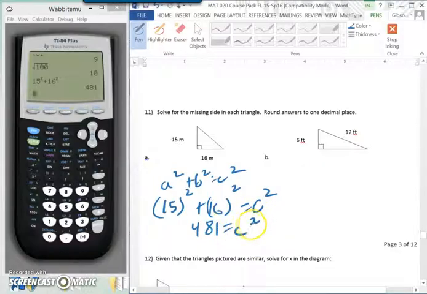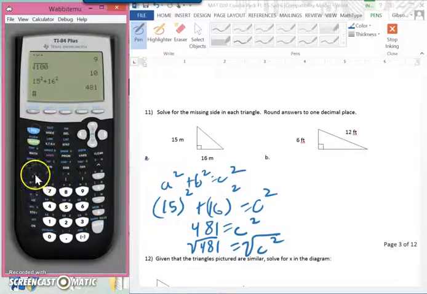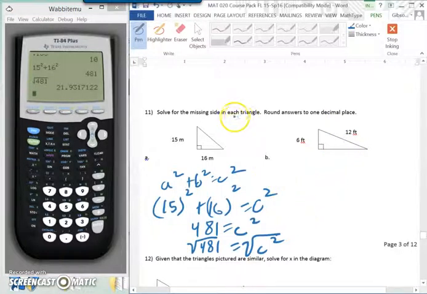Now, in order to get rid of the square on C, we would have to take the square root of 481 on both sides. I mean the square root on both sides. So now we could take the square root of 481, and that would give us 21, and this is a long decimal, but it tells us to round to one decimal place. So our answer here would be C, because I ran out of space, I'm going to write it up here, is approximately 21.9 meters. And that would be our final answer.